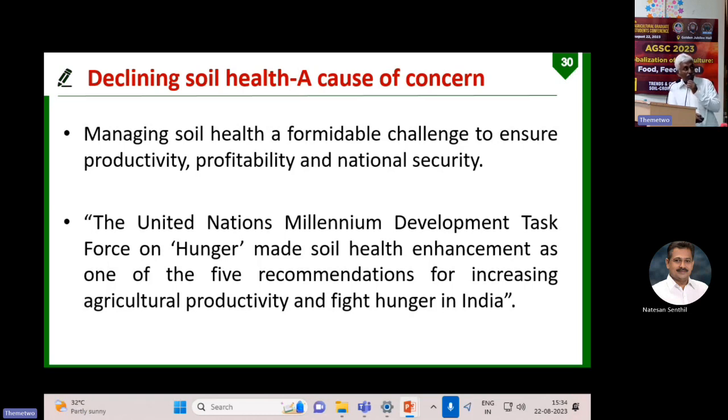Here, the United Nations Millennium Development Task Force on Hunger told that soil health enhancement is one of the 5 recommendations for increasing agricultural productivity and fighting hunger in India.